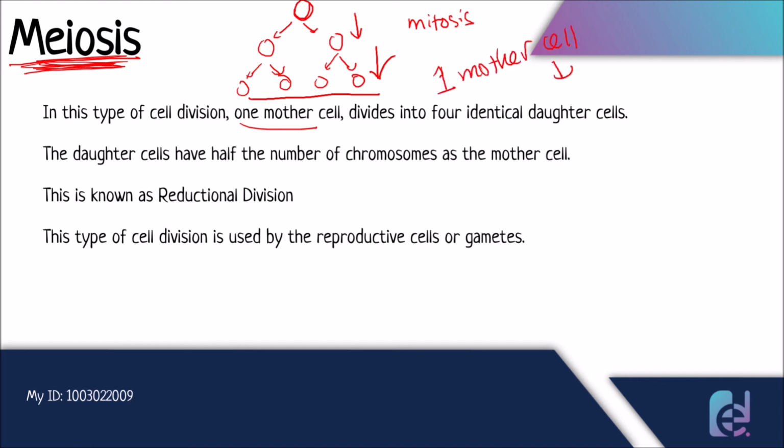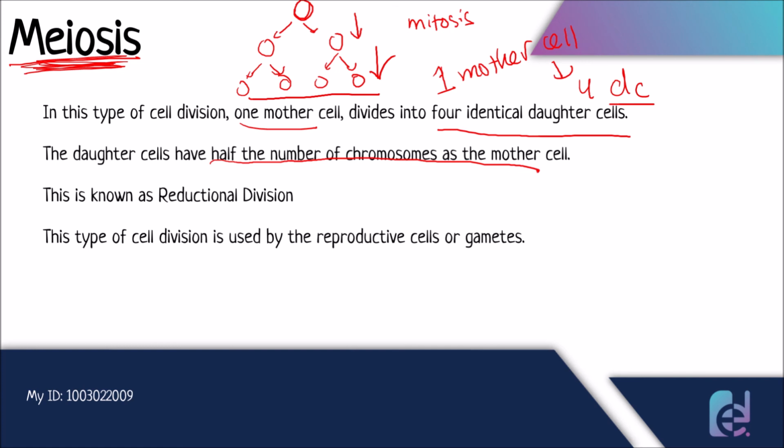This will divide into 4 daughter cells. So this is the main thing about meiosis. It divides into 4 identical daughter cells. The main point in meiosis is that the daughter cells have half the number of chromosomes as the mother cell. I'll explain how this happens in the next slide.